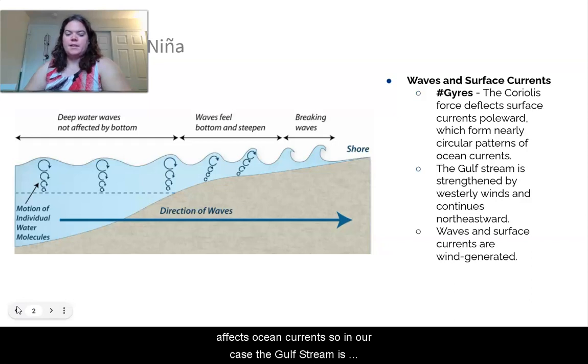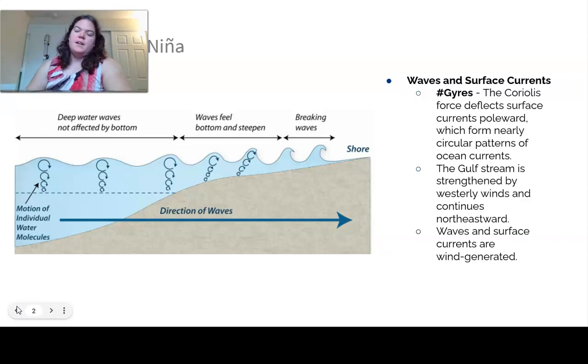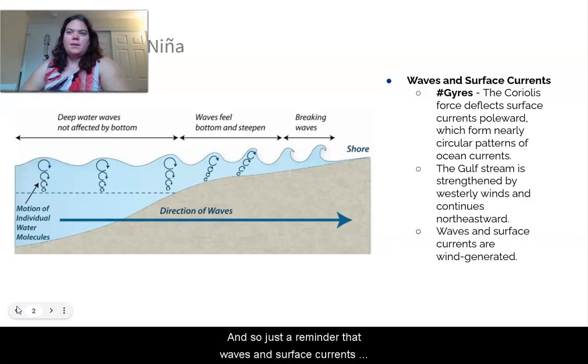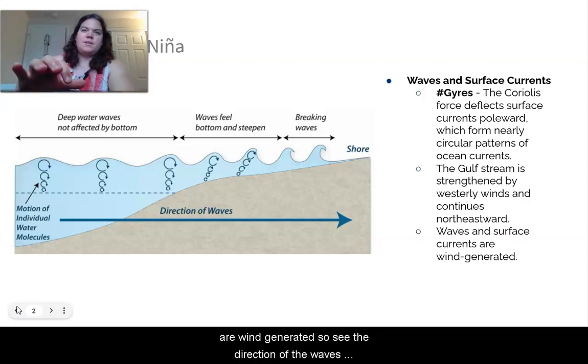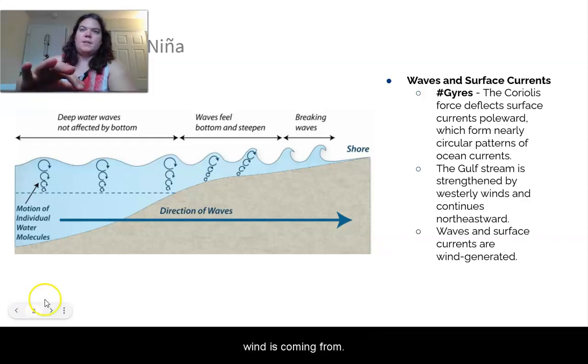So in our case, the Gulf Stream is nearby. It's on the east coast of the United States and is strengthened by westerly winds and continues northeastward, which I'll show you in a minute. And so just a reminder that waves and surface currents are wind generated. So you see the direction of the waves and the currents are going to be determined by where the wind is coming from.